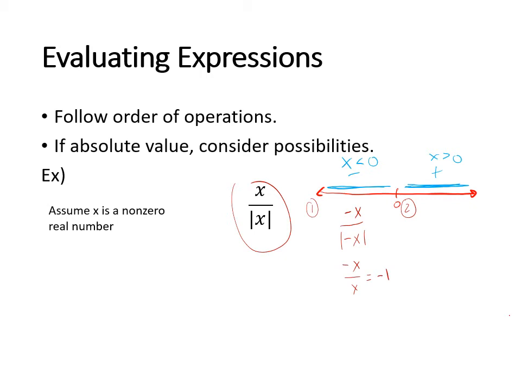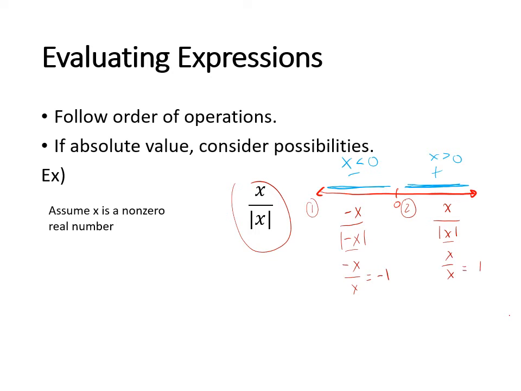Okay, on the other hand, if we had positive values of x, we'd have x divided by the absolute value of positive x, which is just x divided by x, right? Whatever's inside here just becomes positive. That's how absolute value works. And this is just going to be 1.